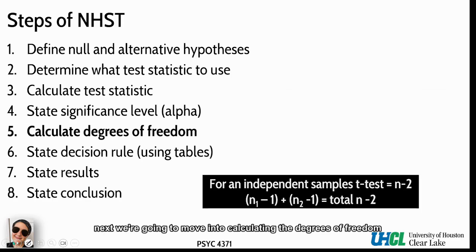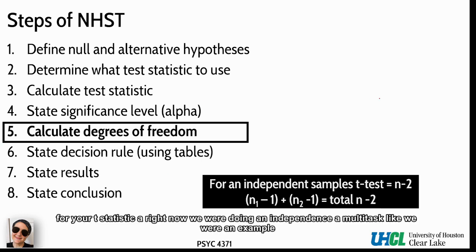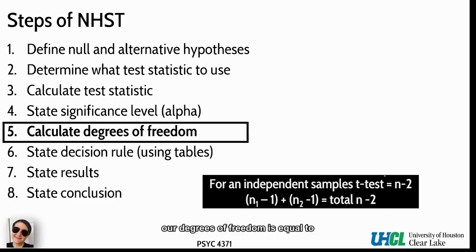Next, we're going to move into calculating the degrees of freedom. And this is going to be important because you need to know the degrees of freedom in order to determine what your critical values are for your t-statistic. All right. Now, when we're doing an independent samples t-test, like we were in the example, our degrees of freedom is equal to n minus 2. And that is the n of the first group minus 1 plus the n of the second group minus 1. So it's your total n minus 2.